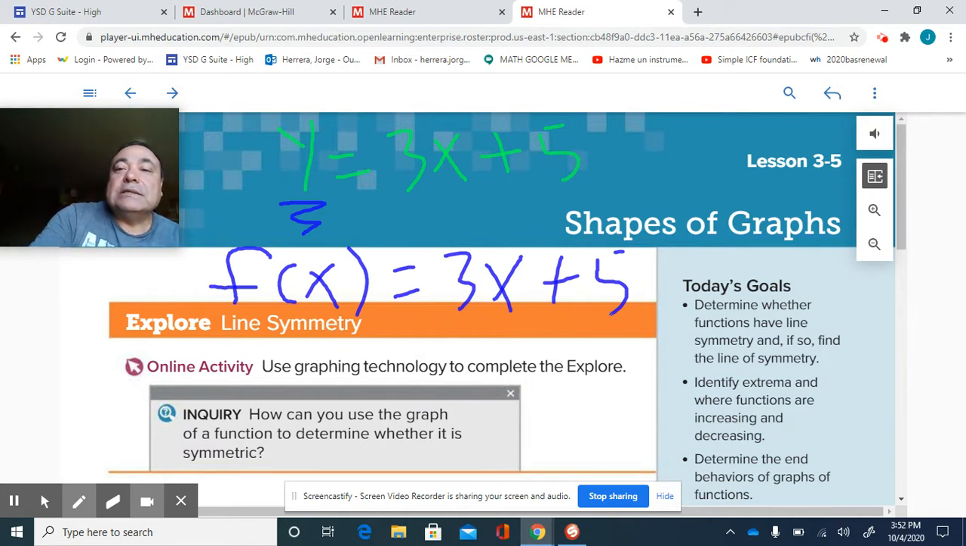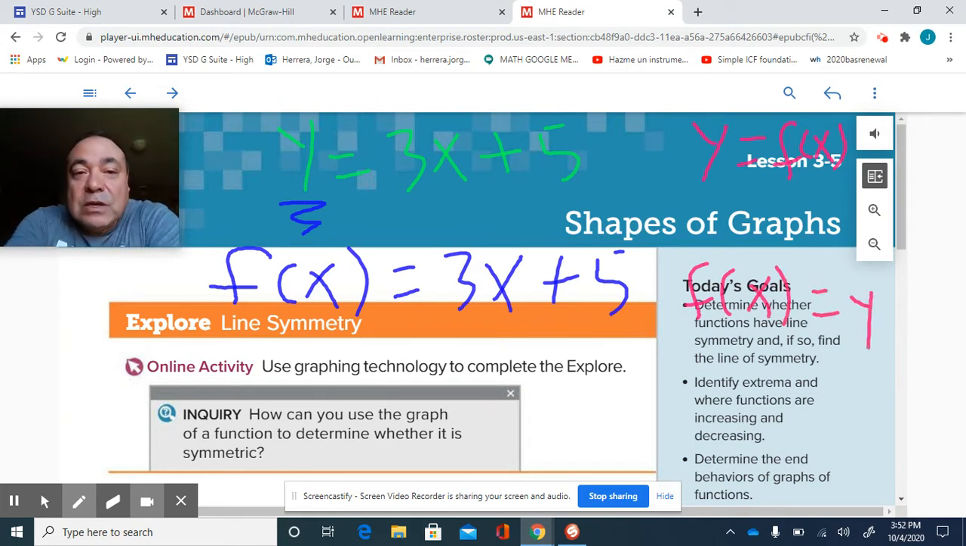Why, guys? Because we can interchange y and f of x. f of x will always equal y. So we can interchange those values, guys. When you see f of x, that basically means the same thing as y. f of x means the function of x. For every value of x, it will give you an output for y, or f of x. So the x value is the input and will determine the output, which is the y value.